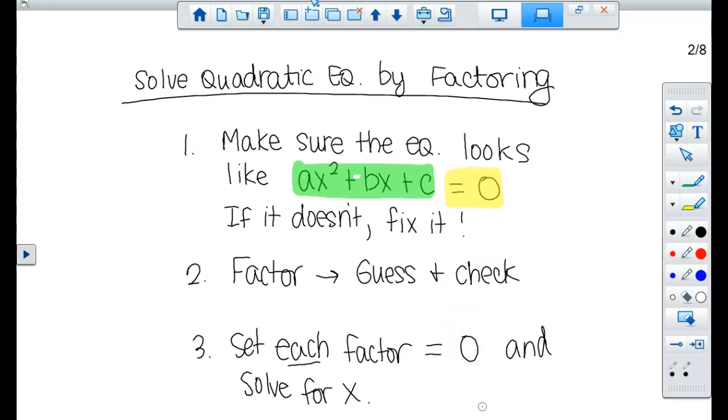Then you're going to factor by using your guess and check method. Always do the check step to make sure you've got everything right. And then set each factor equal to 0 and solve for x.